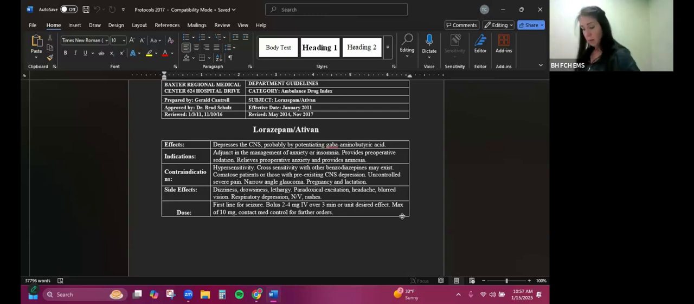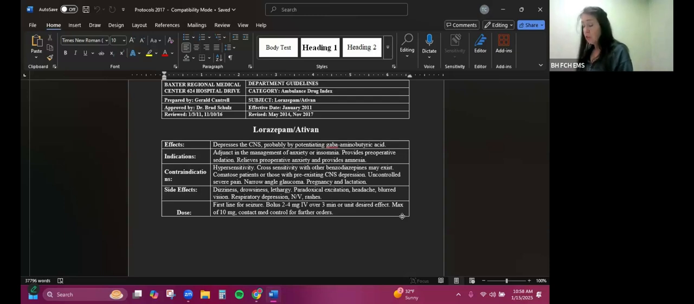Amnesia, yeah, amnesia. Okay, your contraindications are hypersensitivity; cross-sensitivity to other benzodiazepines may exist; comatose patients or those with pre-existing central nervous system depression, uncontrolled severe pain, or narrow angle glaucoma, pregnancy, and lactation. Your side effects are dizziness, drowsiness, lethargy, paradoxical excitement, headaches, blurred vision, respiratory depression, nausea and vomiting, rashes.